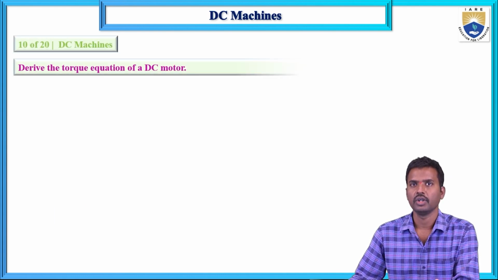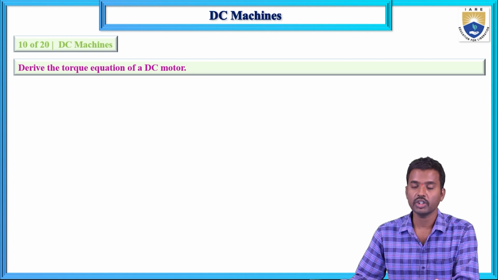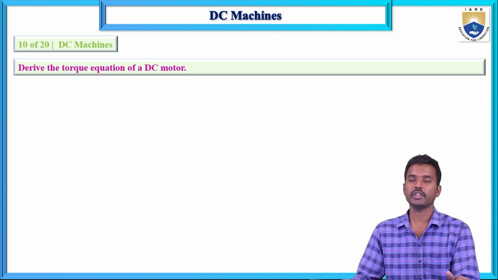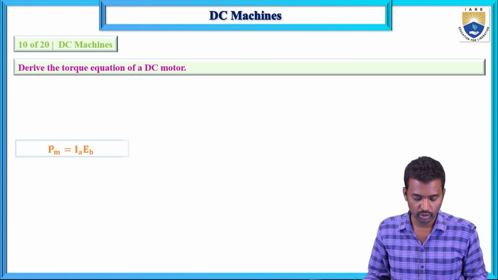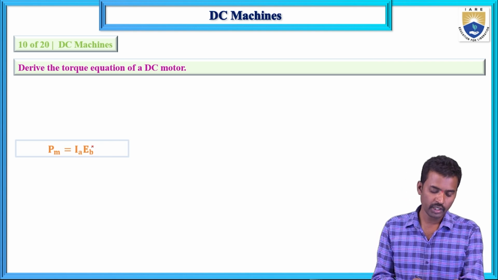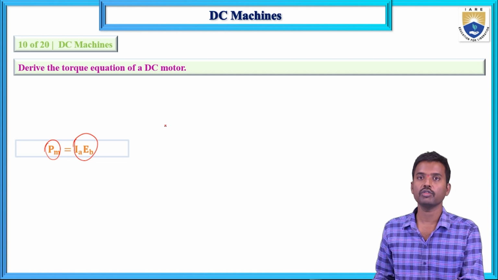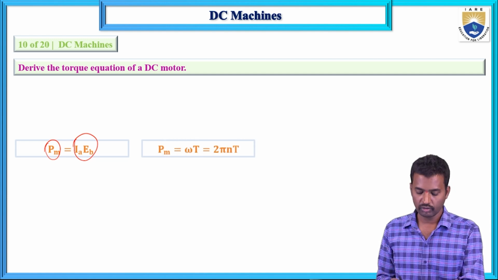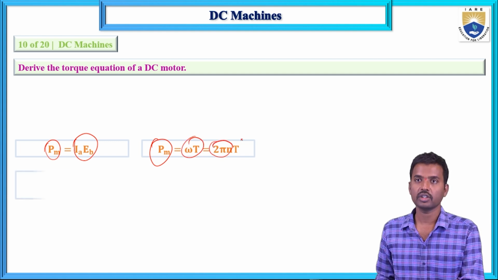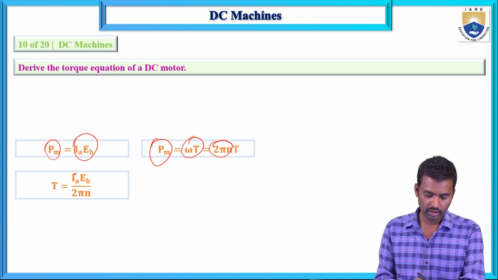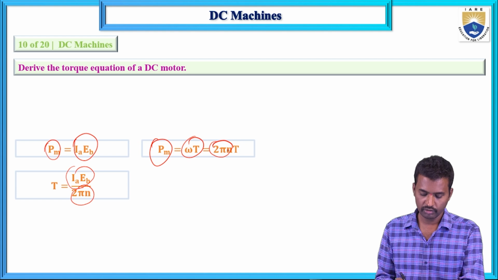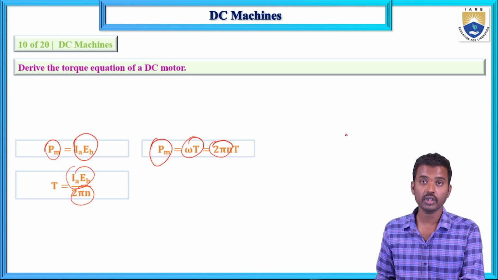Next, derive the torque equation. This question we also discussed in the previous lecture, the torque equation of DC motor. First, the mechanical power developed on the shaft equals IA into EB. That equals PM equals omega T, where omega means 2 pi N and T is the torque. So T equals EB IA by 2 pi N.